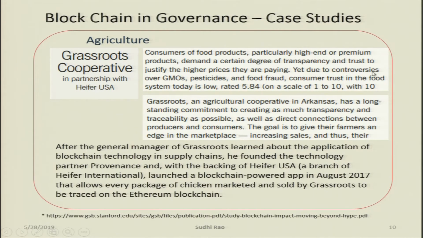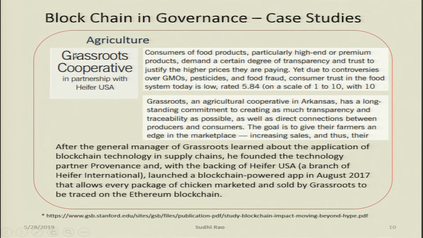Yet due to controversies over GMOs, genetically modified organisms, pesticides and food fraud, many times food has been found to contain contaminants, unclean products added to them and things like that. Consumer trust in the food system today is low. Consumers often do not trust what they are buying, rated 5.84 on a scale of 1 to 10. This survey was done in the US. So, even in a country like the US with all its strict standards, testing and traceability, consumers have a low level of trust in the safety of the food they are consuming.